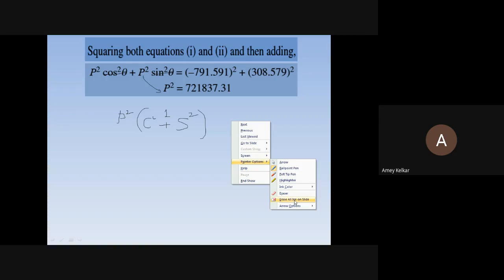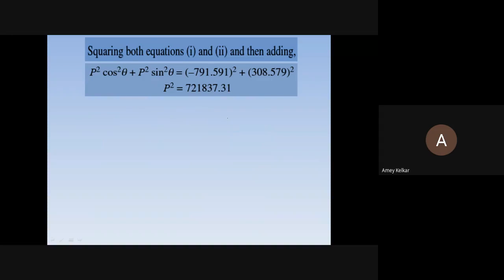Here, P square we'll take out as common, and inside the bracket what remains? Cos square theta plus sine square theta. It's difficult writing with this, please excuse me. Cos square theta plus sine square theta remains inside, and this is 1. So what remains? P square itself remains. So we get P square. Now how will we get P? P is nothing but the square root of this. We get P directly as the square root of that. So this is how we find the first answer.